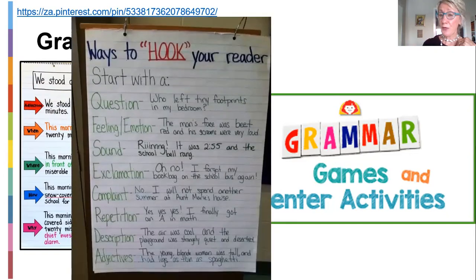What about ways to hook your readers? Okay, start with a question. Who left tiny footprints in my bedroom? What about an exclamation? Oh no, I forgot my book bag in the school bus again. What about repetition? Yes, yes, yes, and finally got an A in maths, okay? And what about adjectives? The young blonde woman was tall and had legs as thin as spaghetti. So these are ways to hook your reader. If you're looking for an opening sentence, use one of these and you've got a very nice sentence to start your paragraph.